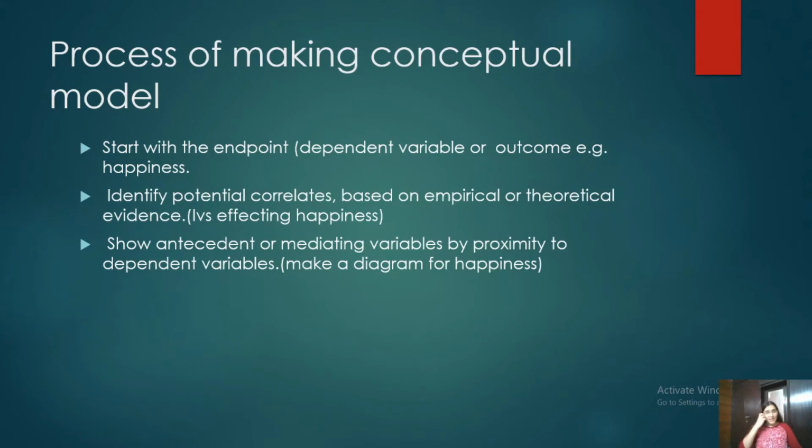So we identify potential IVs. How do we identify them? We identify them through empirical and theoretical evidence, which is basically research papers. When you type on Google factors affecting work-life balance, you will get n number of papers. From those papers, pick up the IVs. It is also called an antecedent.